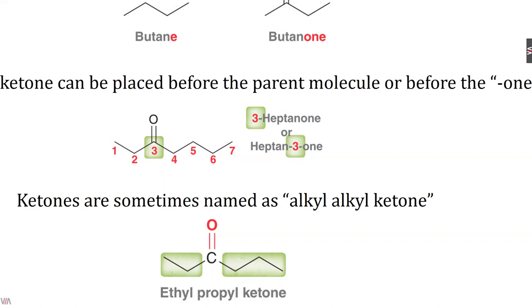But it's really bad for the atmosphere, so it's outlawed in California. But methyl ethyl ketone is exactly what it sounds like. It's a ketone with a methyl on one side and ethyl on the other. So the better name for that would be butanone.